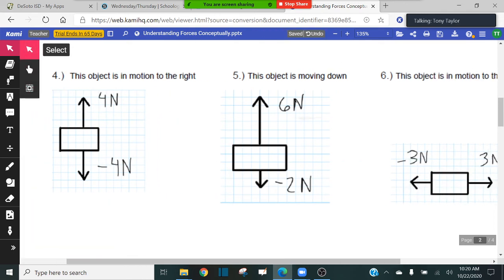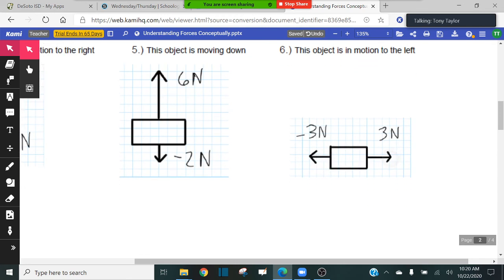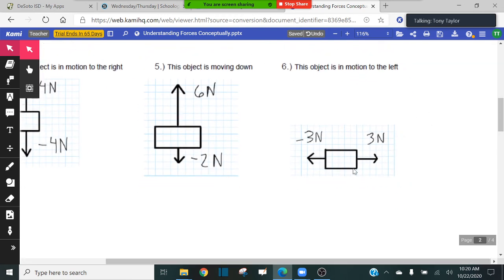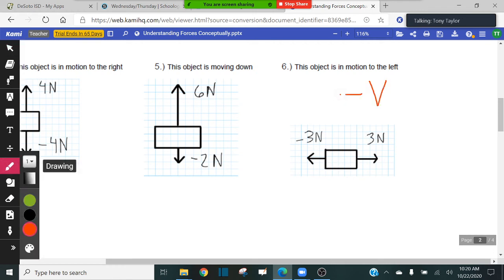Okay, guys, number six is actually pretty easy. You can clearly see that's a situation where our forces are balanced as well. And notice how it says the object is in motion to the left. So obviously it has a negative velocity and the sum of the forces is zero. So here you would just say that this object is moving at a constant velocity in the negative direction. It will be the negative direction because it's the left, right? Yes. Because it's moving to the left, it has a negative velocity.